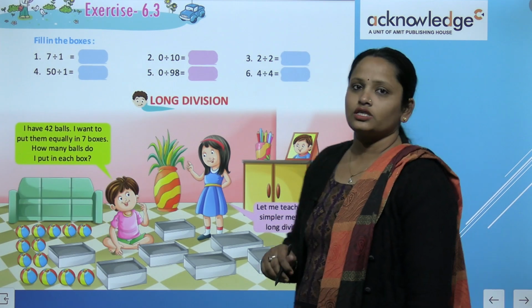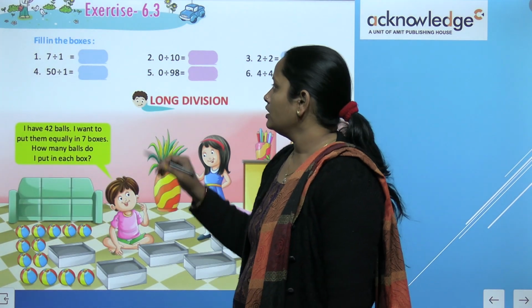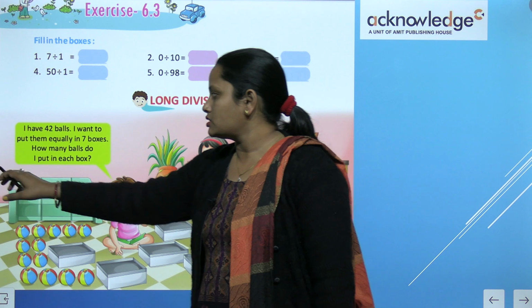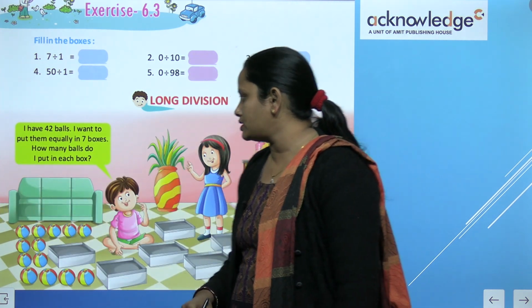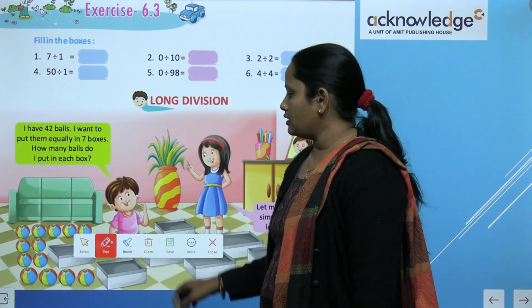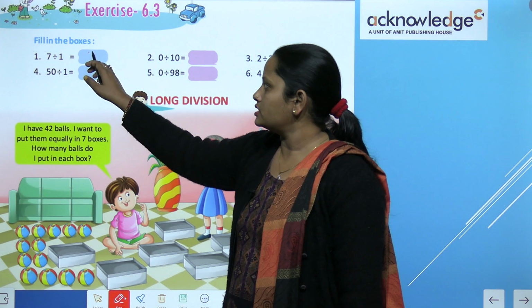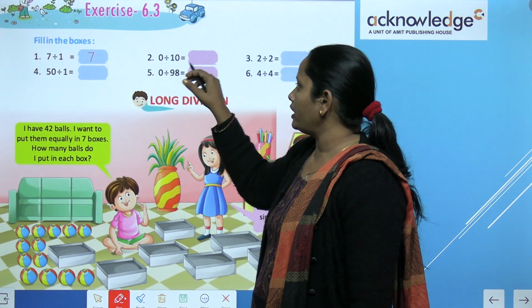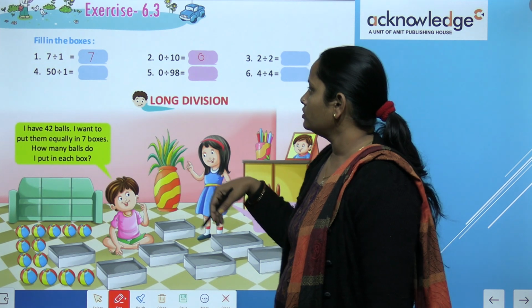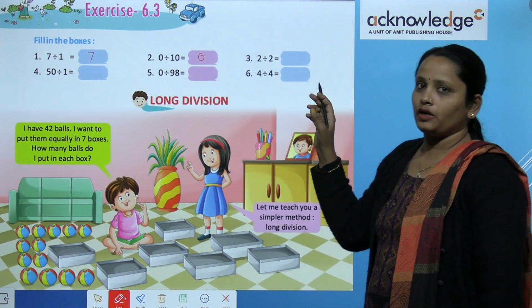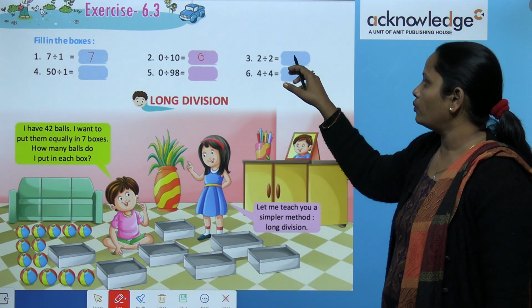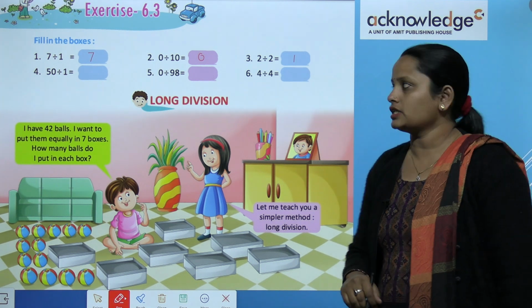Now children, let's do this exercise 6.3. Here you can see there's a question, fill in the blanks. 7 divided by 1 is 7 only. 0 divided by 10 is 0. 2 divided by 2 is 1. I hope this is clear.